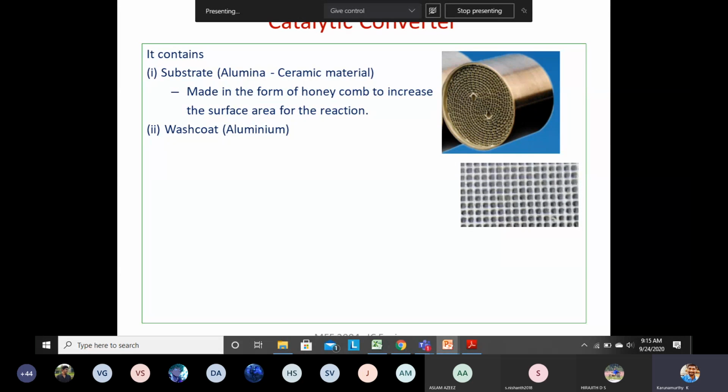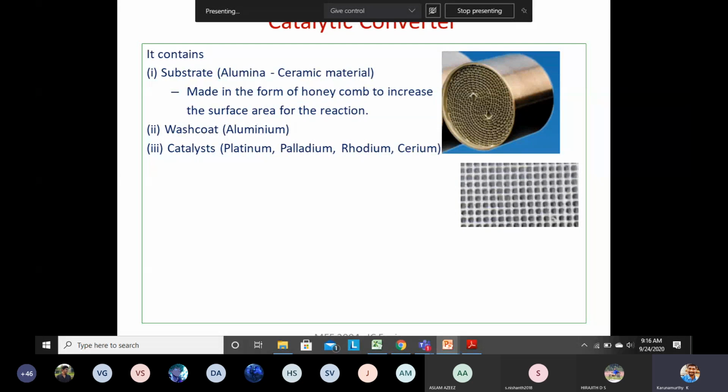And over this honeycomb substrate, or alumina, we are going to have aluminum material. A layer of aluminum material is going to be there, which we call the wash coat. And in that wash coat, we are going to have some catalyst randomly, which is nothing but a metal. Here and there you will find the presence of catalyst, which can be platinum, palladium, rhodium, cerium, right?